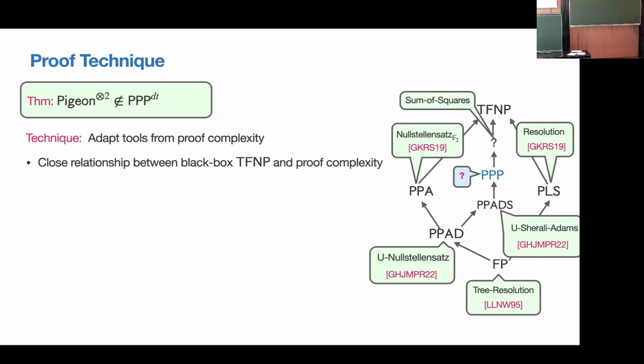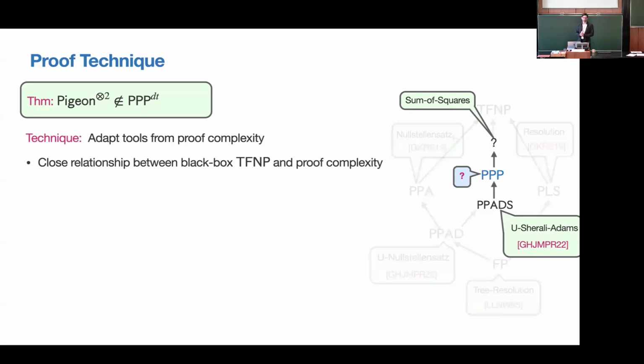So we actually came about this PPP Turing closure problem by trying to show that if a TFNP class is not closed under Turing reductions, then it doesn't really correspond to a natural proof system. Doesn't really seem to be true. So it's still an open question.